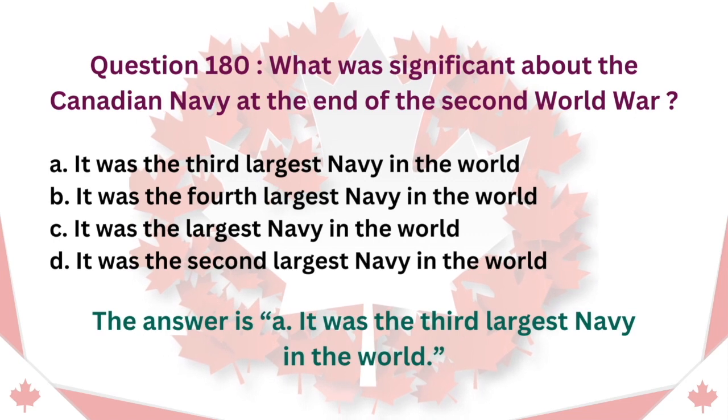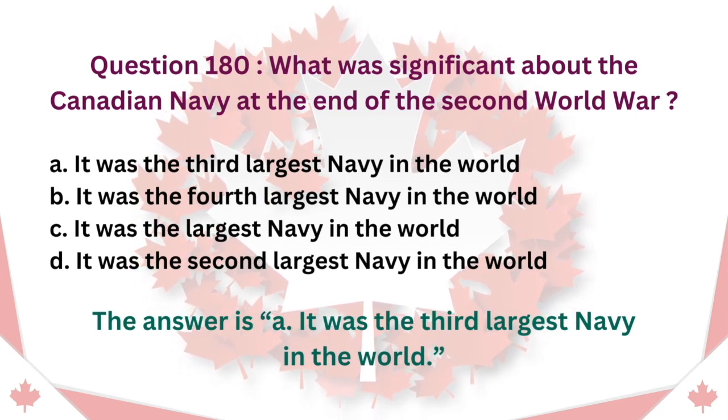Question 180. What was significant about the Canadian Navy at the end of the Second World War? A. It was the third largest navy in the world. B. It was the fourth largest navy in the world. C. It was the largest navy in the world. D. It was the second largest navy in the world. The answer is A. It was the third largest navy in the world.